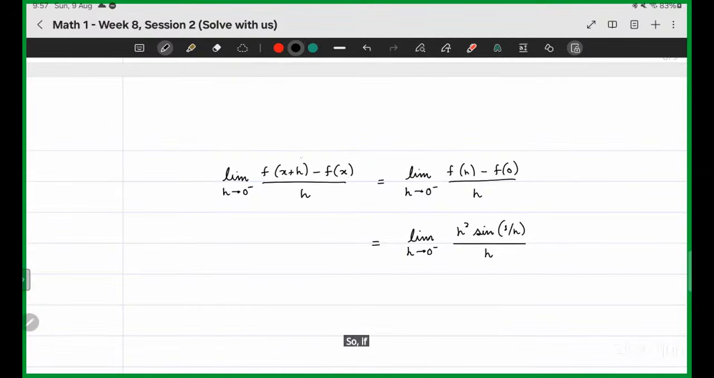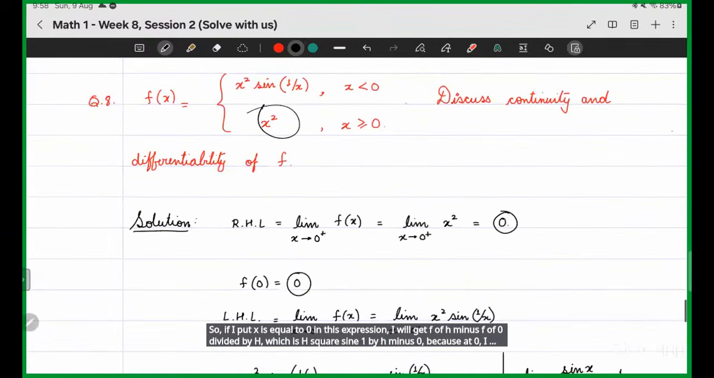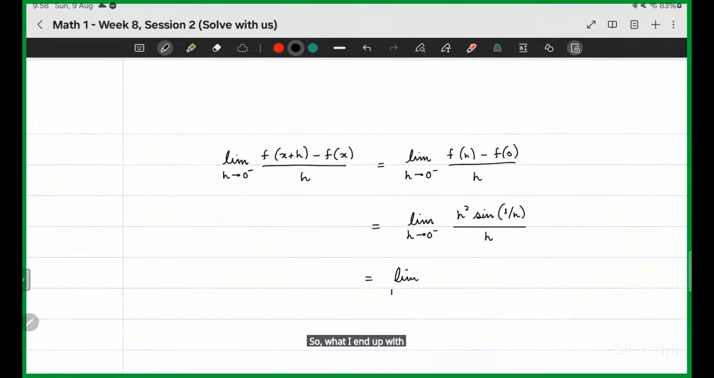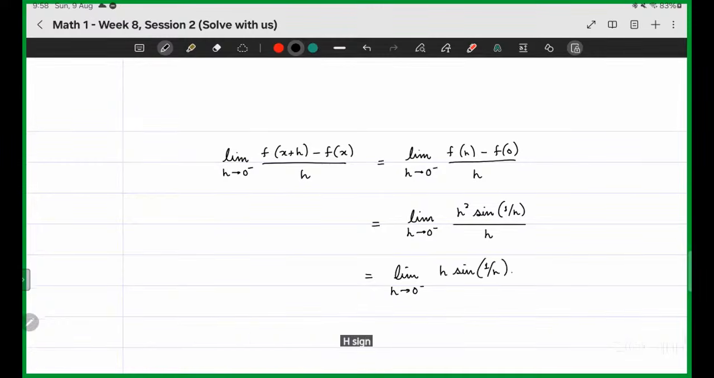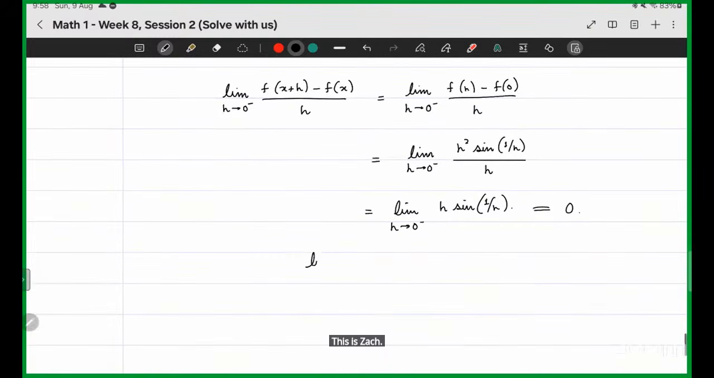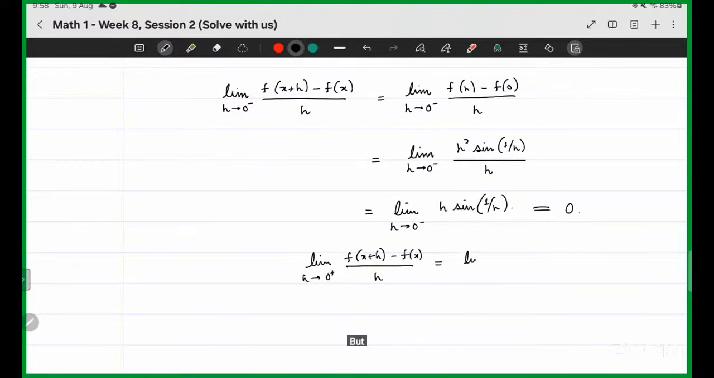So if I put x is equal to 0 in this expression, I'll get f of h minus f of 0 divided by h, which is h square sine 1 by h minus 0, because at 0, I have the expression to be x square, which is equal to 0. So what I end up with is limit as h goes to 0 minus h sine 1 by h. And what is this? By sandwich principle, or by what we have discussed, this is 0. Similarly, limit as h goes to 0 plus, you can do f of x plus h. You don't need to because it's x square and it's a nice, well-behaved function.